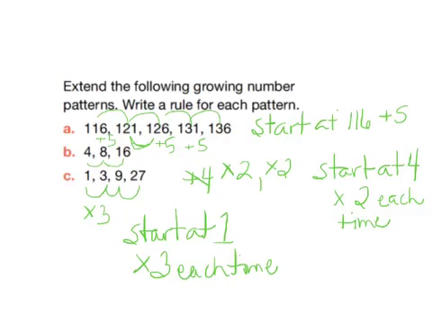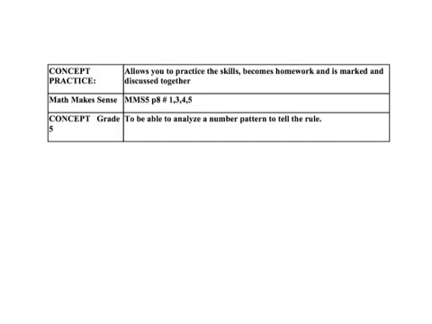Very good. When you are telling your rule, be specific about where it started, and then what it is that you did, and indicate whether or not it's each time, whether it's alternating, and write your rule as specifically as possible. All right, now you get to head off and do some practice.